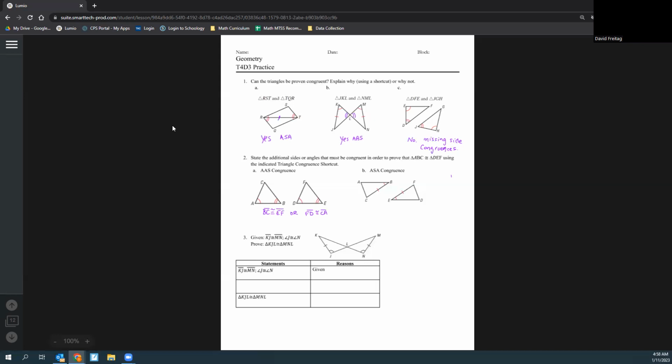If I look at the triangles for B, to do angle, side, angle, I have to prove that angle F is congruent to angle C, to have that ability to say angle, side, angle.